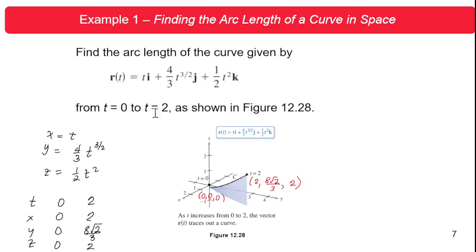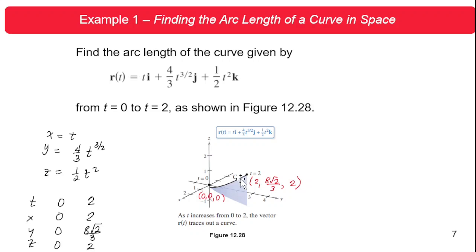And then from t equals 0 to t equals 2, we need to find the corresponding x, y, and z coordinates. At t equal to 0, by substitution, x is 0, y is also 0, and z is also equal to 0. When t is equal to 2, x is 2, and y is 4 over 3 times 2 raised to 3 halves. But 2 cubed is 8, and the square root of 8 is 2 square root of 2, times 4, so we have 8 square root of 2 all over 3. For the z coordinate, by substitution, you have 1/2 times t squared, but because t is 2, 2 squared is 4, divided by 2 is 2.